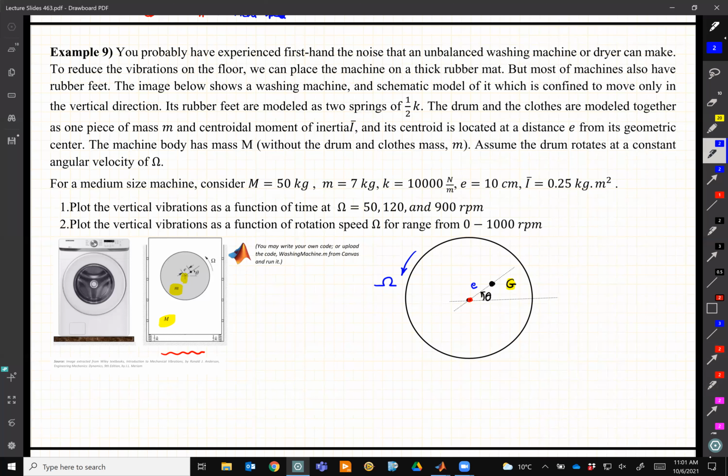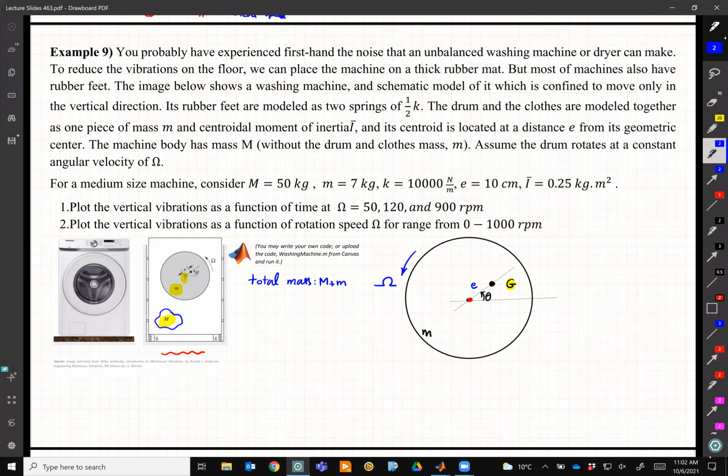All right. So this drum by itself has a mass m. And remember that the machine without the drum and clothes has a capital mass M. So if you put this washing machine with the clothes in it on a scale, the total mass is M plus m. Sometimes in a question they say that, for example, the drum mass is included in this capital M. Sometimes, like this one, they are separate.